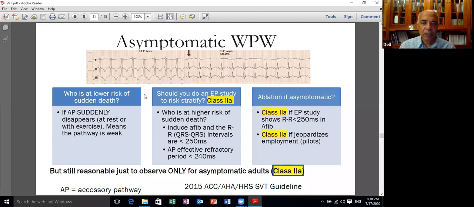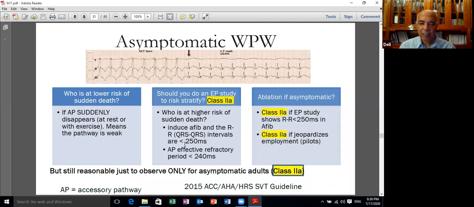Then you watch the patient. If on the Holter monitor or the exercise test the delta wave disappears suddenly, it means that it's a weak accessory pathway, so you leave the patient alone. If you are not sure, then you can study the patient by electrophysiological study, induce atrial fibrillation, and measure the RR interval.